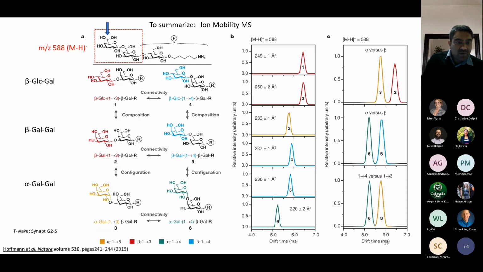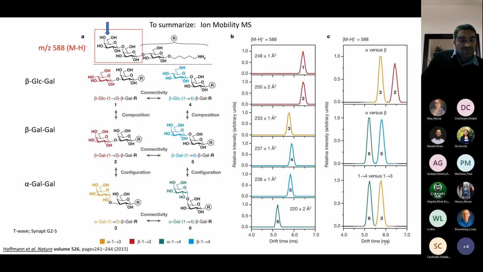3 is this guy where it is alpha galactose 1,3, and 2 is beta galactose 1,3. So same linkage 1,3, but alpha to beta they are resolved. And then comes 6 and 5. 5 is beta 1,4, another position, and alpha 1,4. So here the alpha to beta change is happening, keeping the 1,4. Again, they are well resolved.